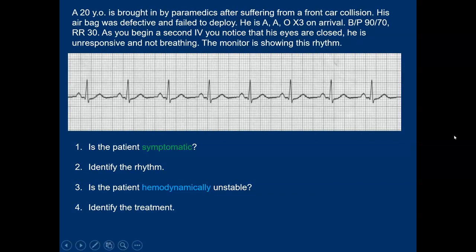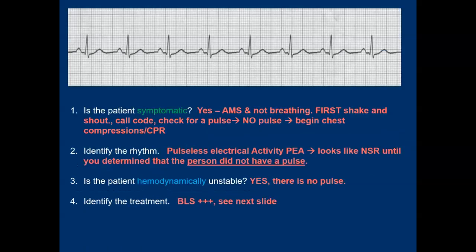You have a 20-year-old who's brought in by paramedics after suffering from a front car collision. His airbag was defective and failed to deploy. He's awake, alert, and oriented on arrival. Blood pressure is 90/70. Respiratory rate is 30. As you begin a second IV line, you notice that his eyes are closed, he's unresponsive, and he's not breathing. The monitor is showing this rhythm. So again, pause the recording and try and answer 1, 2, 3, and 4.